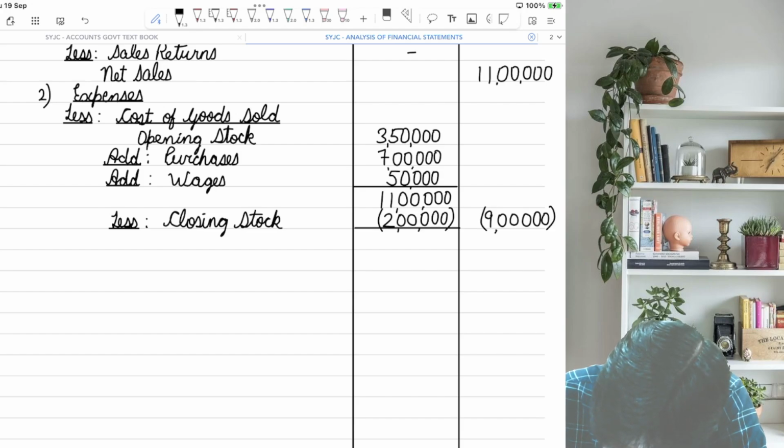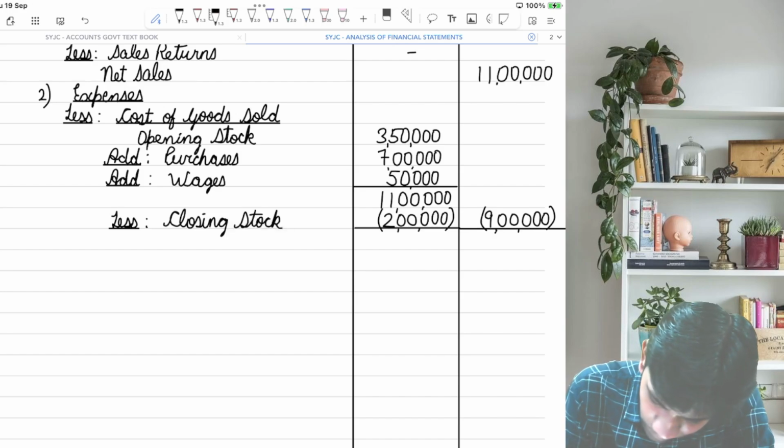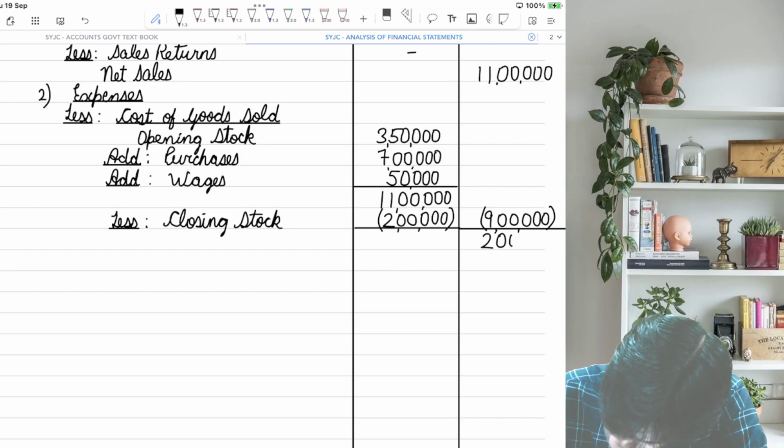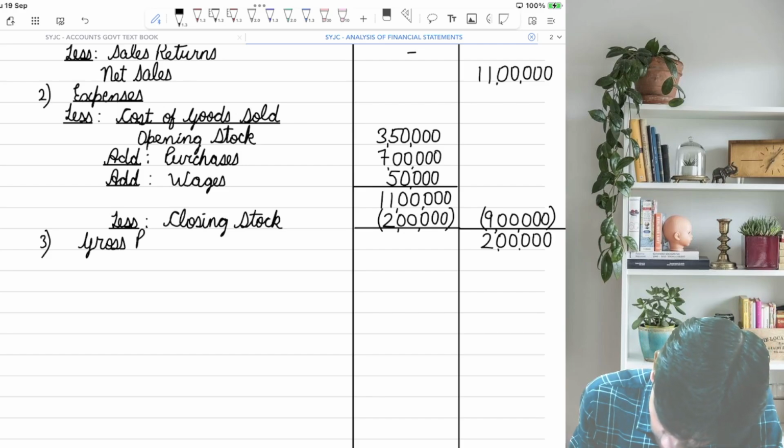This will be deducted entirely from sales, so you will get gross profit: 11 minus 9, 2 lakhs. This is number 3, gross profit, which is nothing but 1 minus 2.